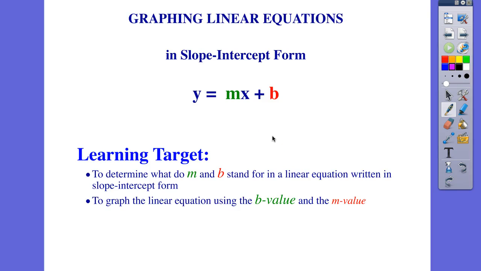In this video, we are going to graph linear equations written in slope-intercept form: y equals mx plus b. At the end of this video, you should be able to figure out what m and b stand for in a linear equation written in slope-intercept form, and you should be able to graph a linear equation by using the b value and the m value.